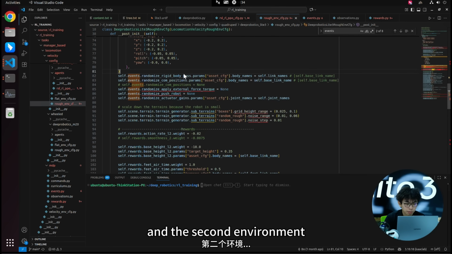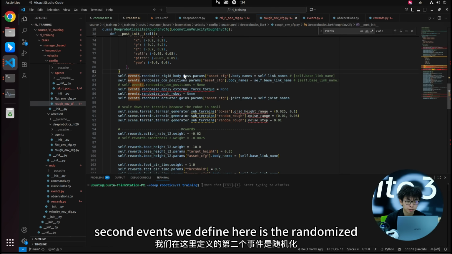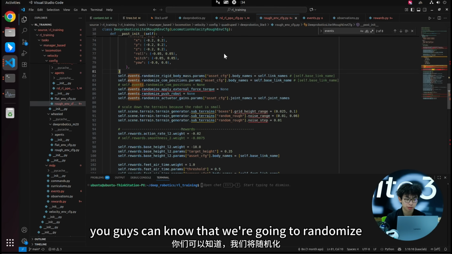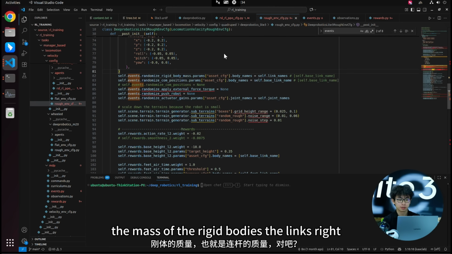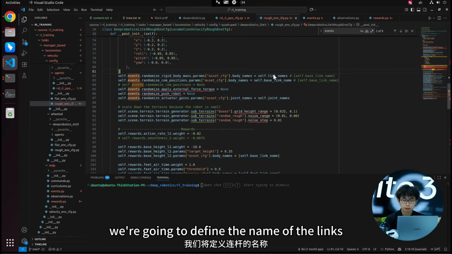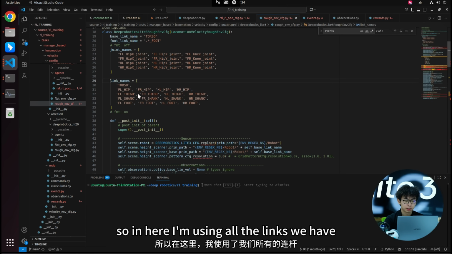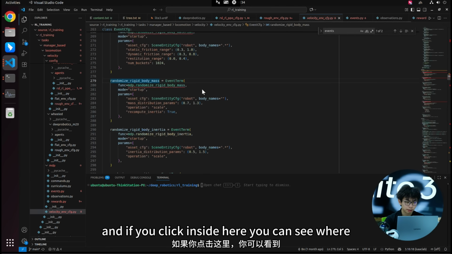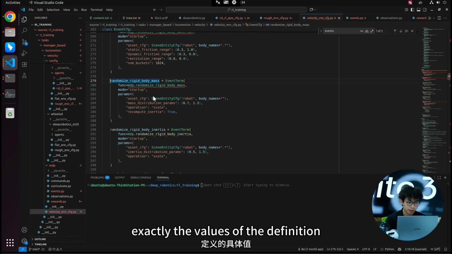And the second event we define here is the randomized rigid body mass. From the name, you can tell that we're going to randomize the mass of the rigid bodies, the links, right? When using this one, we define the names of the links. In here, I'm using all the links we have, just giving it a little bit of randomization. And if you click inside here, you can see exactly where the values are defined.